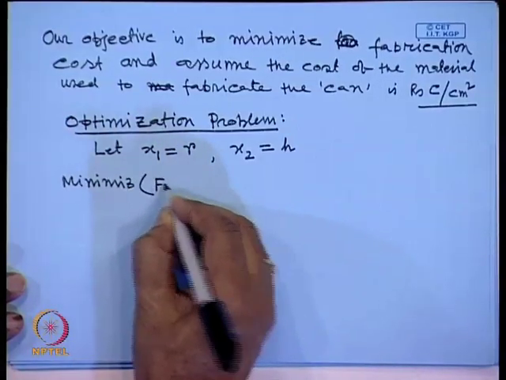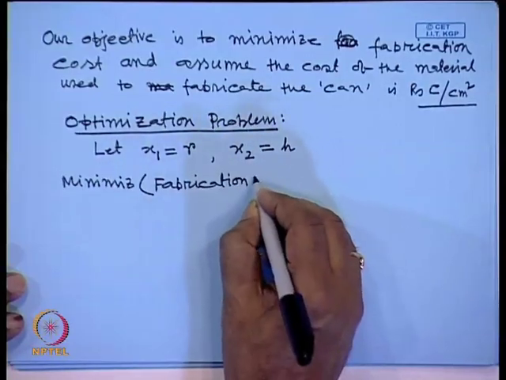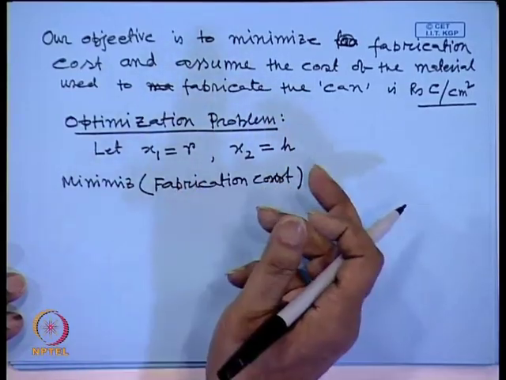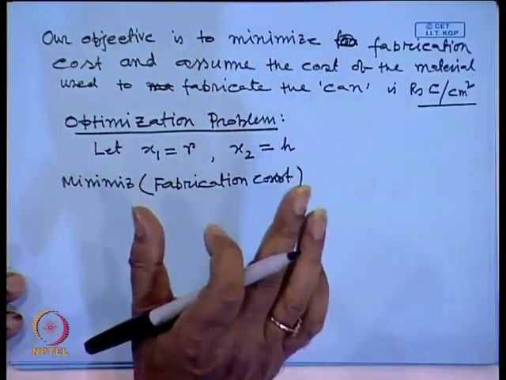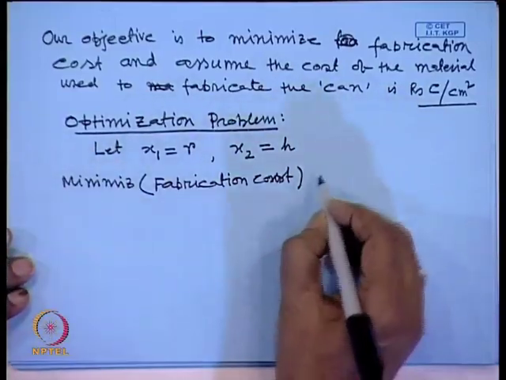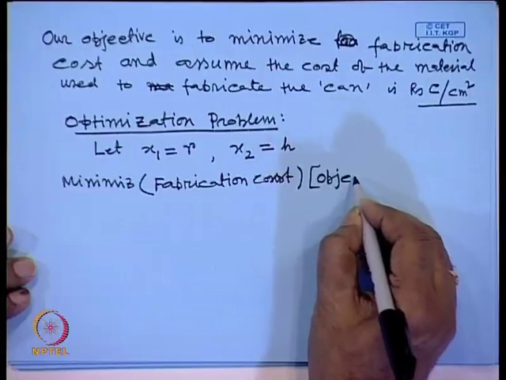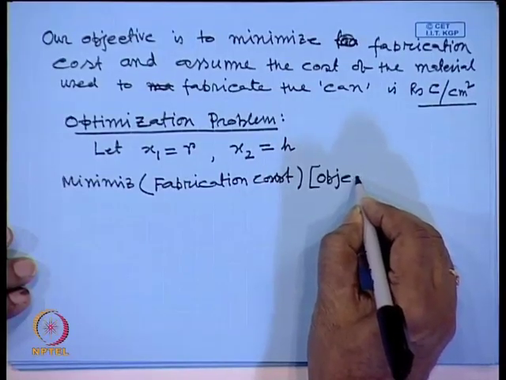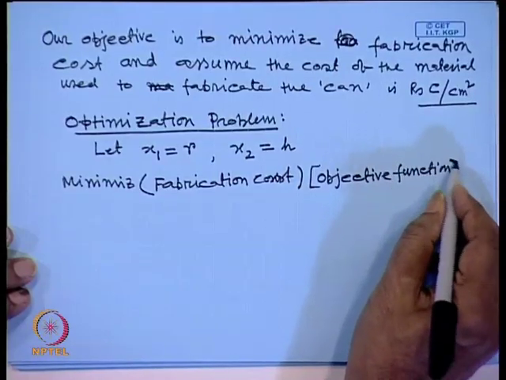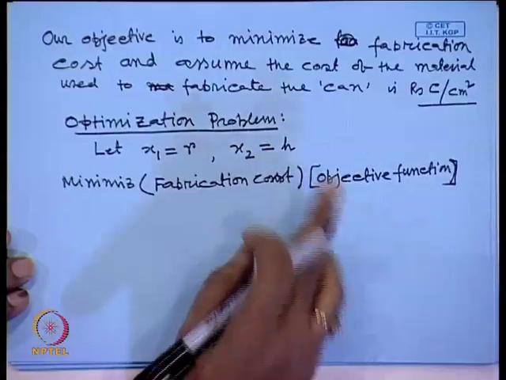the fabrication cost. So, our manufacturing or fabrication cost of the can should be minimized, and that is generally called the objective function. Agree? We generally also call it the objective function or cost function in optimization problems. So, what is our objective function, that is, what manufacturing cost is involved?